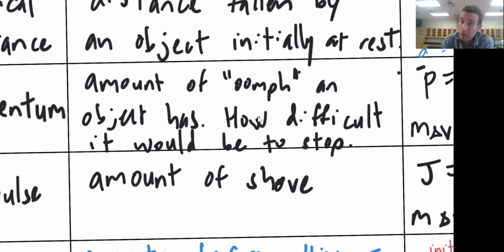So for example, a really large object moving really fast, like a bus, would have a lot of momentum. It's really hard to stop. A very light object, like this pen, moving relatively slowly, has very little momentum. It is easy to stop, right? I can stop it just like that. A bus, big mass, big velocity, very difficult to stop, lots of momentum.